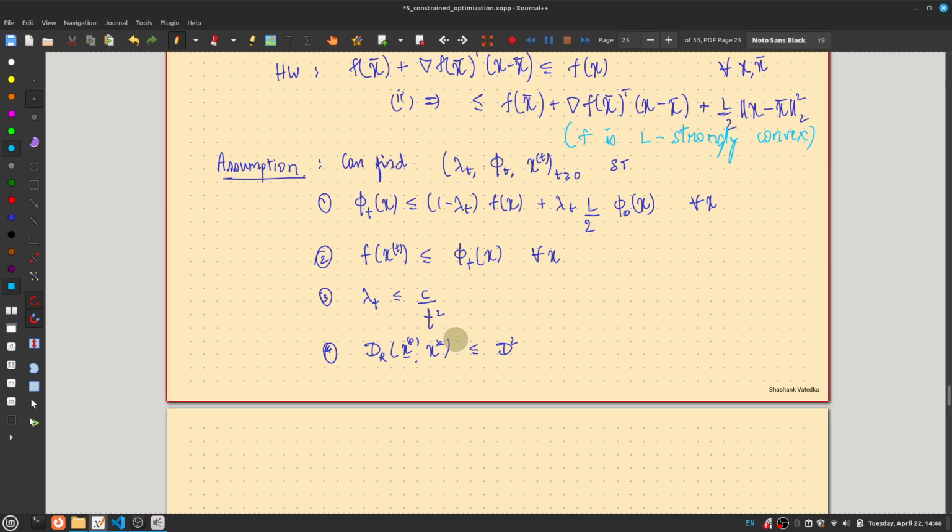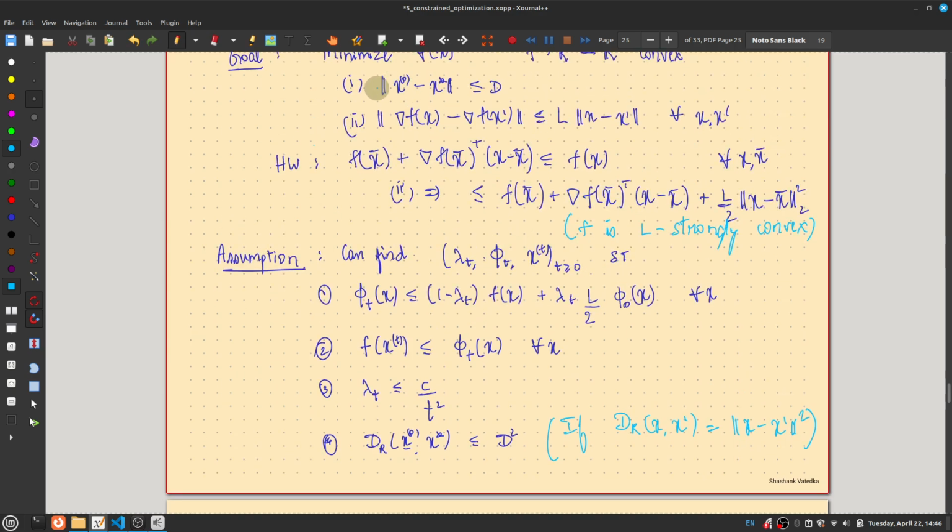Remember that this is a broad class of algorithms. I can choose my function r as I want. For example, if I chose, say, dr of x prime to be, let's say, norm x minus x prime the whole square. I think I should take half x minus x prime the whole square, just x minus x prime the whole square. Then this is already guaranteed by this particular statement over here, right?